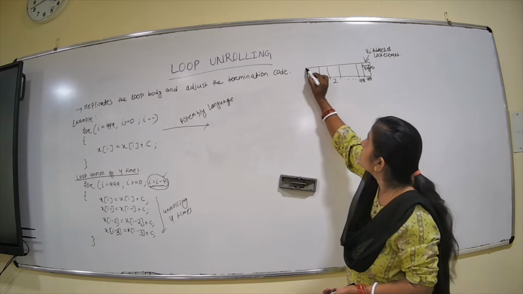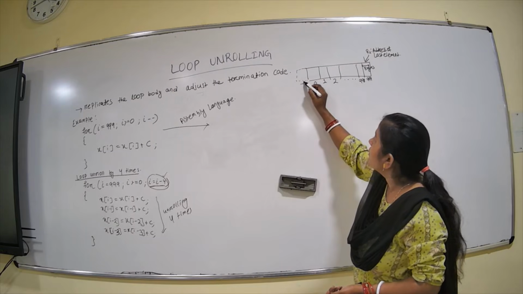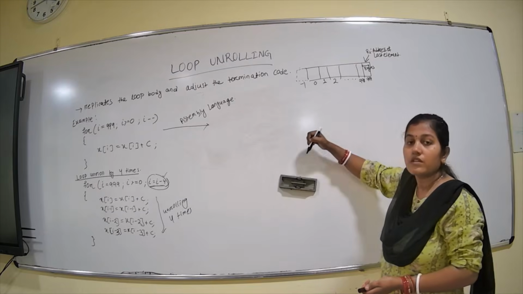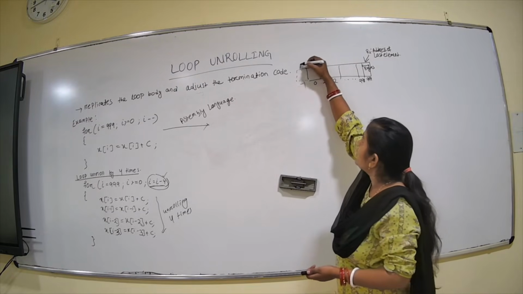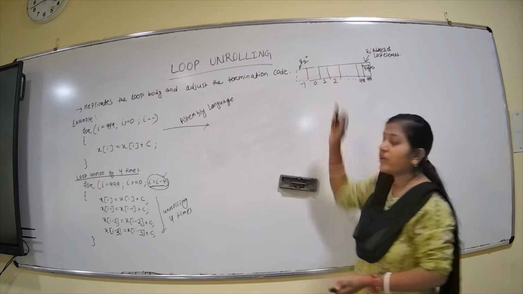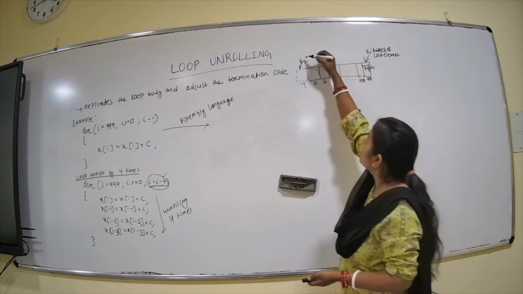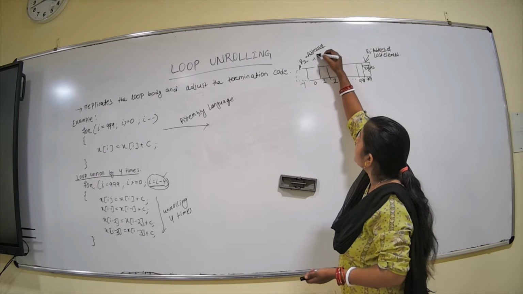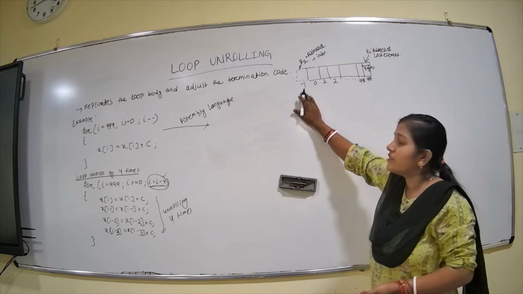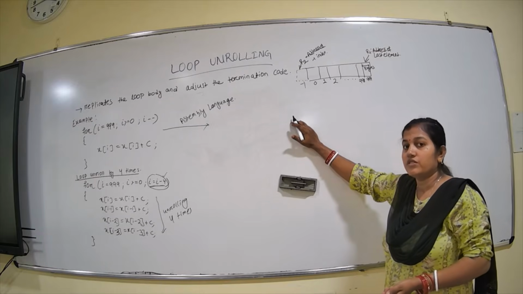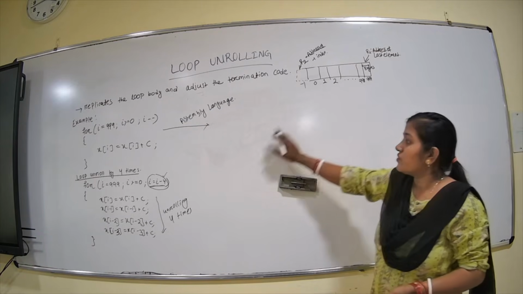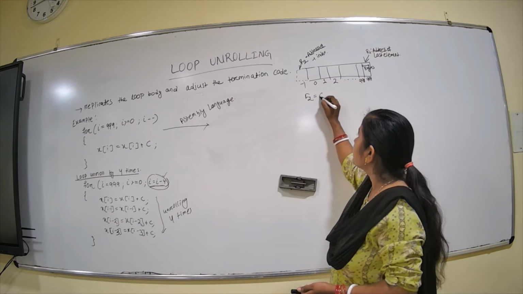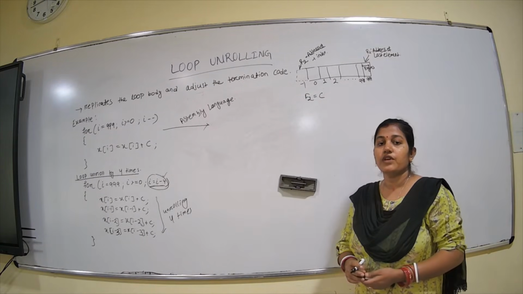Another assumption: let's say there is an index minus 1, which does not exist. The address of this element is present in R2. So R2 contains the address of the minus 1 index. Why it is necessary, you will understand when we write the code. And let's say the constant is present in the F2 register.